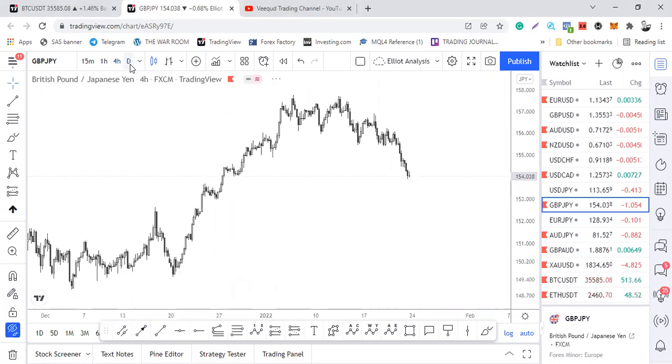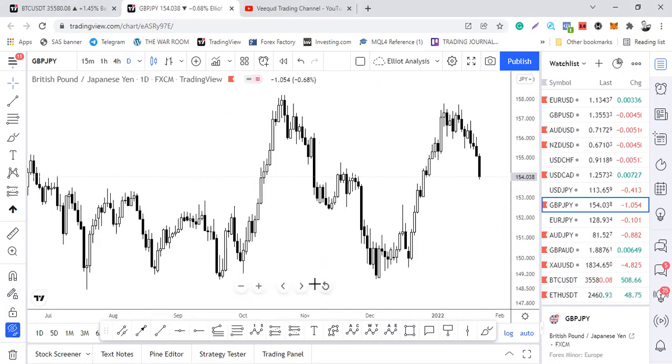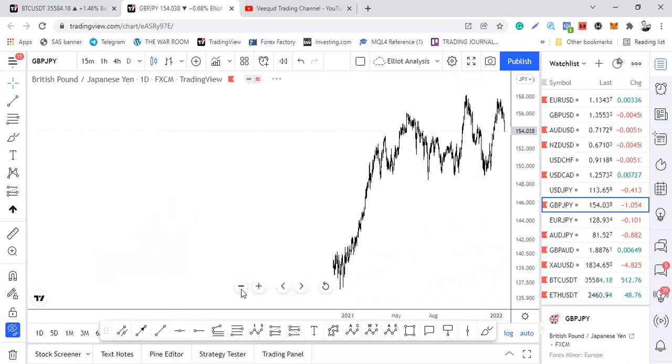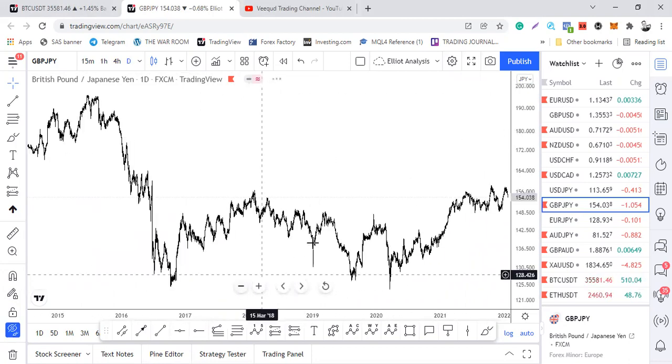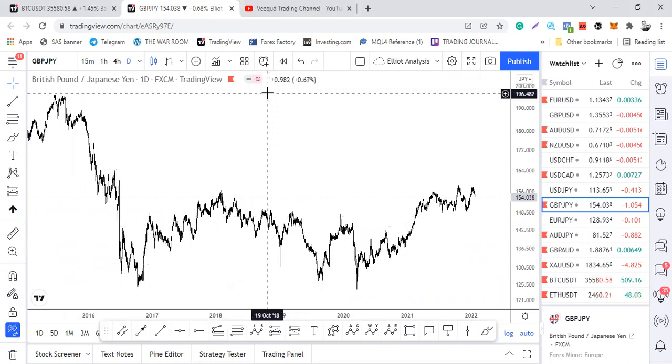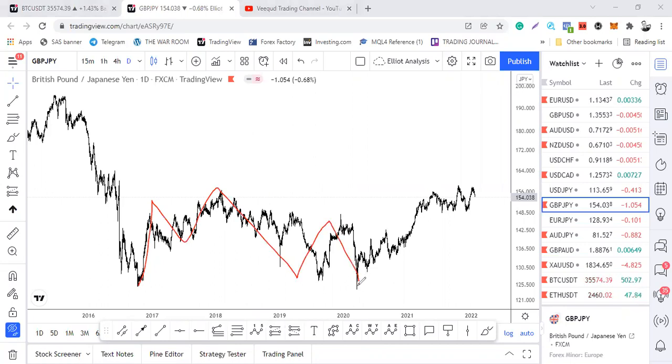GBP JPY, let's go to the daily chart. The overall view of GBP JPY is actually a flat correction. We have a 3-wave right here. We have another 3-wave right here, and we have an impulsive wave right here. So after this impulse, we are looking for a major sell-off on GBP JPY. However, I would like to see a further push higher right here before the major sell-off begins.